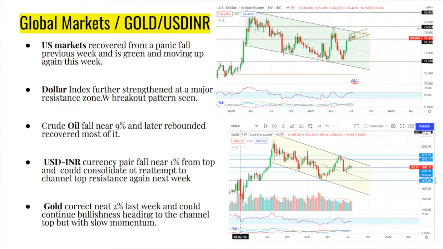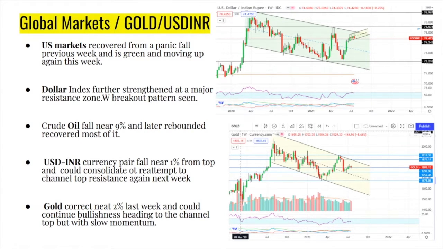Now let us look at how the global markets, gold and INR are doing. The US market had a big fall the previous week, but last week there was good news and US markets recovered. Everything recovered: Dow Jones, S&P 500, Nasdaq. Even the European markets recovered from the COVID fears. The panic selling is over, which is good for our market also. Right? The dollar index is strengthening.